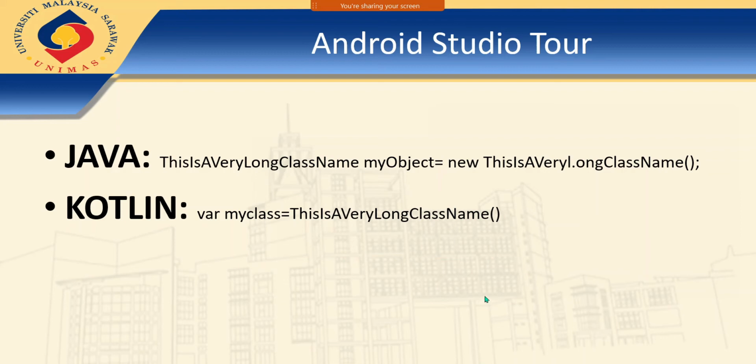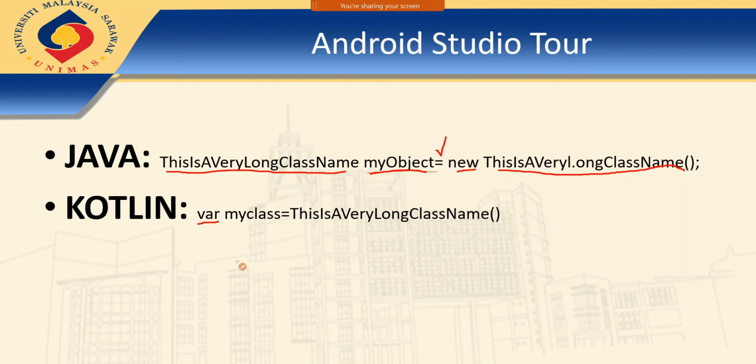For example, just look at this. In Java, when we want to create an object like this, you will have to write the class name first, then the variable name, the object name, then equal to, then the new keyword, and then the class constructor again. But in Kotlin, you see, no need to use the class name, just type var.